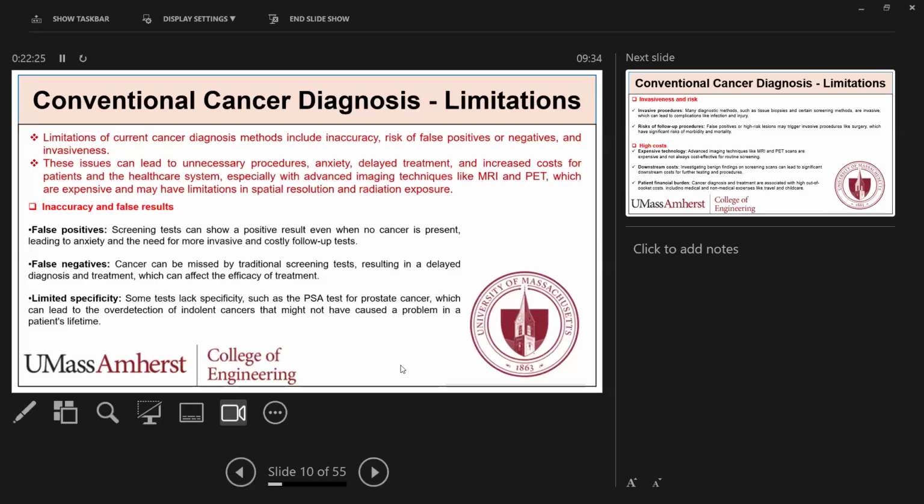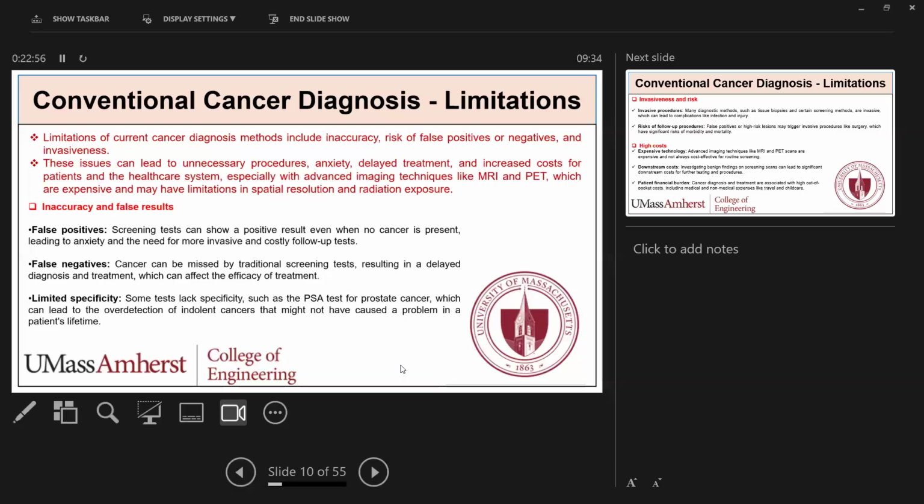There are so many cases which suffered a lot because of false positive results. Imagine if there is no cancer in a patient, however, the doctor comes and says, hey, you have cancer. That's it. The entire planning of life would be demolished, right? And then false negative, where cancer can be missed by traditional screening tests, resulting in a delayed diagnosis and treatment, which can affect the efficacy of the treatment, right?